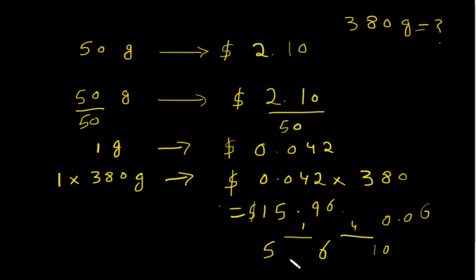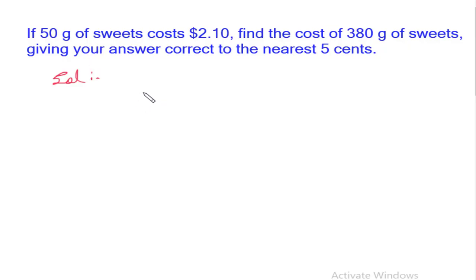We round the total cost to $15.95. This approach ensures that our rounding is accurate, bringing the total cost to the closest 5 cent increment. Okay, now the same question but with a different method, that is method number 2, named the proportion method.